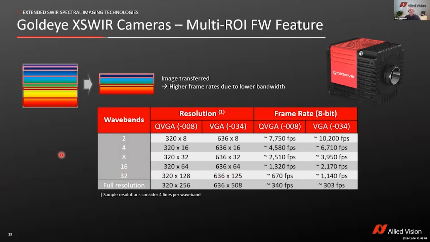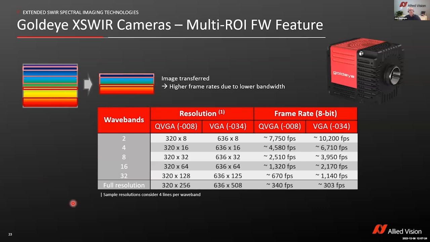As already mentioned, high frame rates are quite relevant for spectral imaging because they, for example, enable to operate conveyor belts at a higher speed, and to speed up processes and increase throughput. To support this requirement, we have implemented into our Gold-Eye SWIR cameras a feature that enables to read out multiple regions of interest that we have marked here.